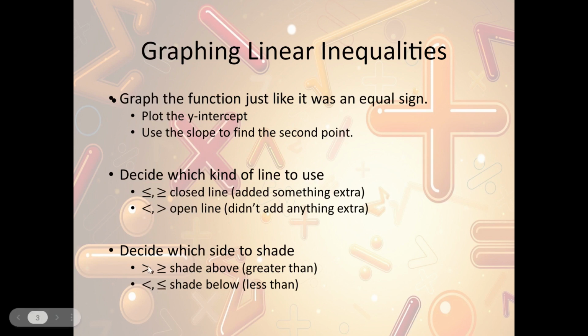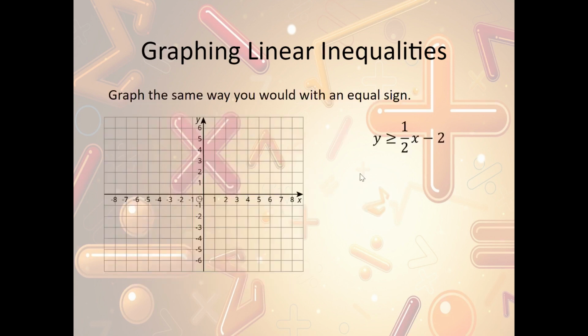If it's a greater than symbol, we should shade above the line. If it's a less than symbol, we should shade below the line. Well, with inequalities, we're going to graph them the same way. So just like we did before, we're going to plot the y-intercept, which in this case is negative 2. So I go down 2 and plot that point. Then I use the slope to plot the second point. Well, this is change in y, so we're going up 1 to the right 2.